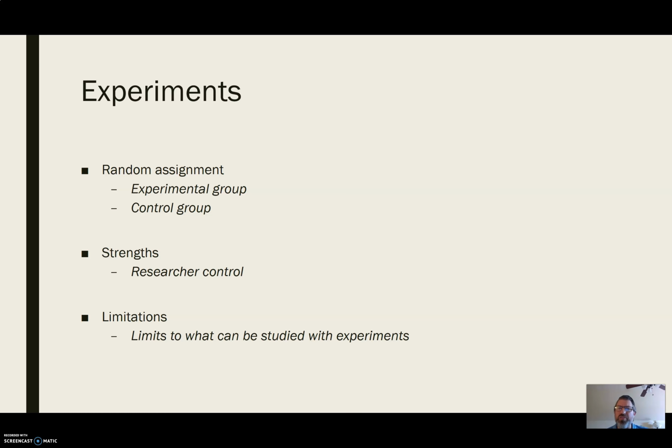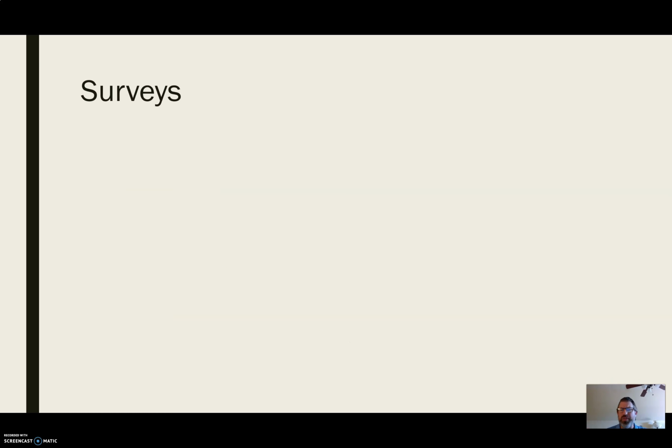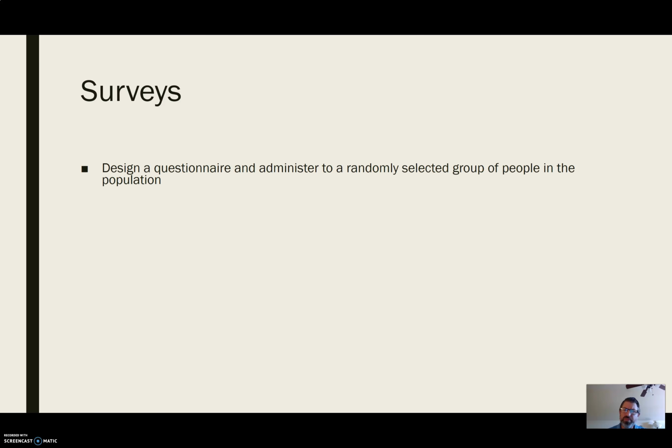But our core question of whether or not growing up in poverty produces this poverty in adulthood, well, we're not going to be able to answer that with the experiment. So let's think about another method we could use. One of the most common methods for sociologists is to use surveys. Surveys, we're going to design a questionnaire and we're going to administer it to some randomly selected group of people.